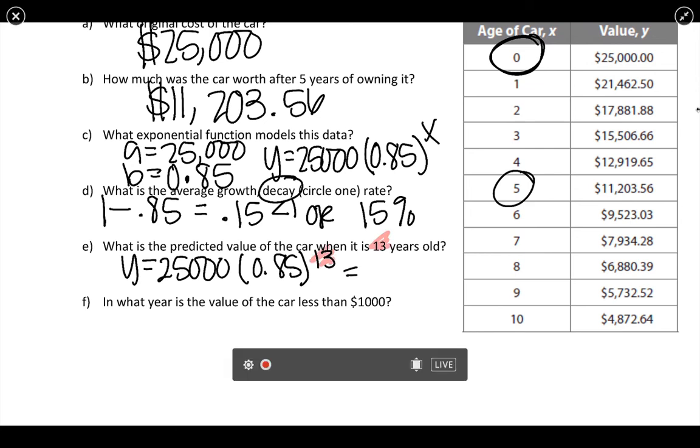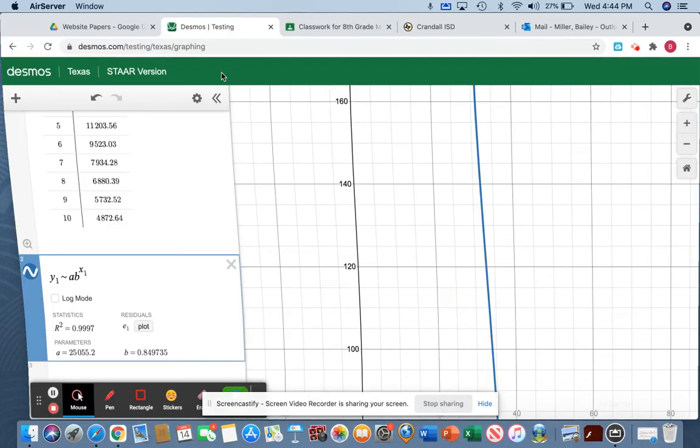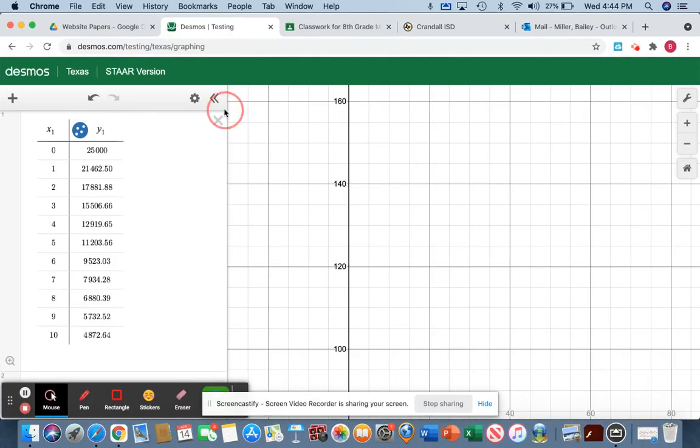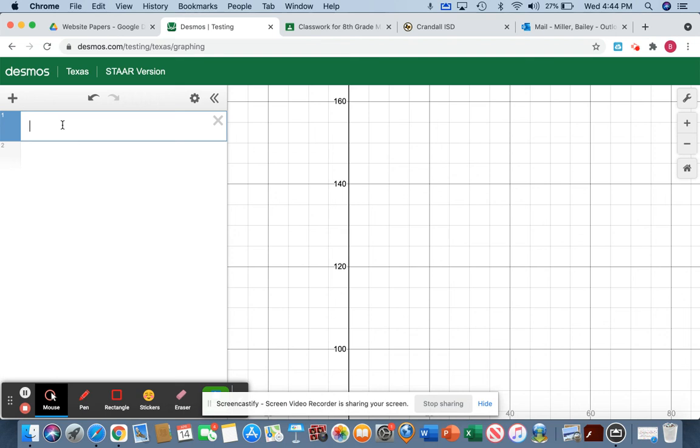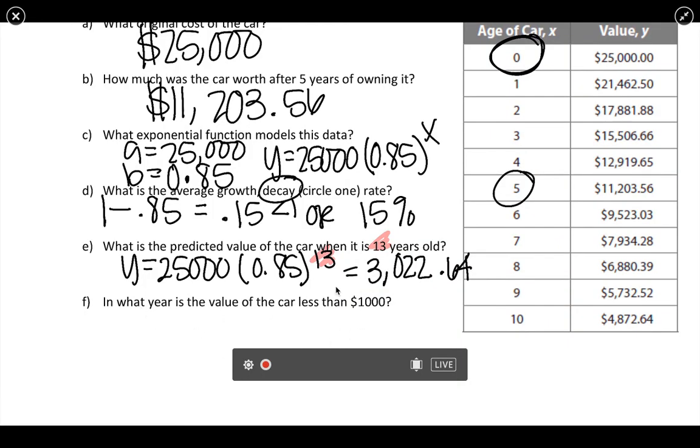And when we do that, we get 25,000 times 0.85 to the 13th power, which is about $3,000, $3,022.64. Okay. And it wants to know, in what year is the value of the car less than 1,000?